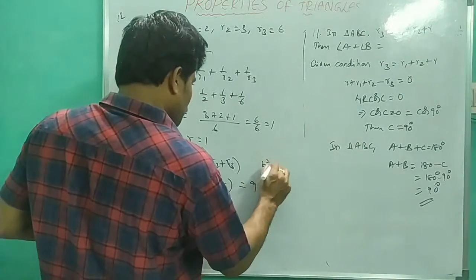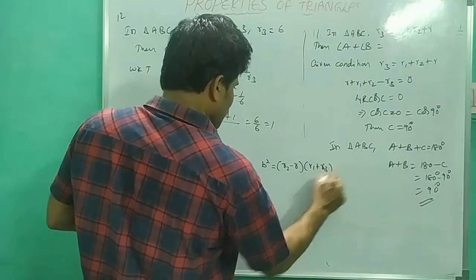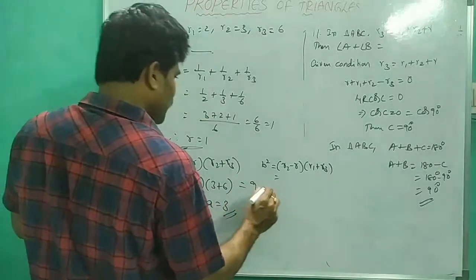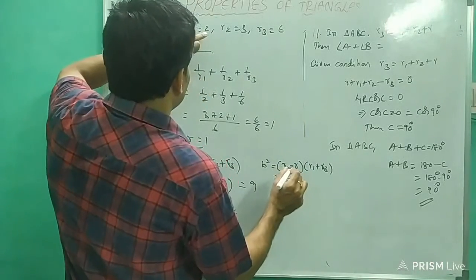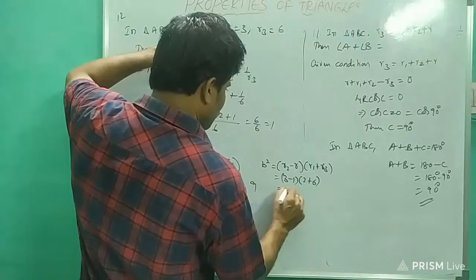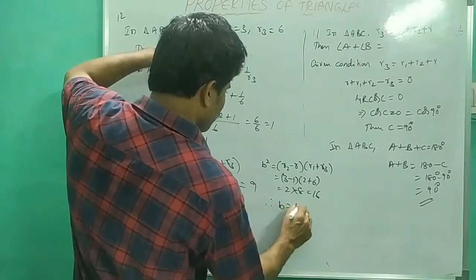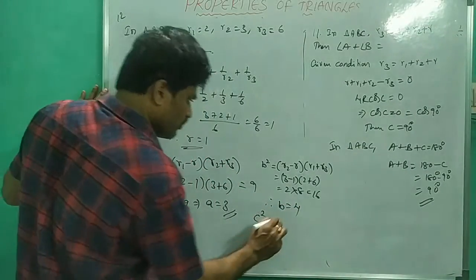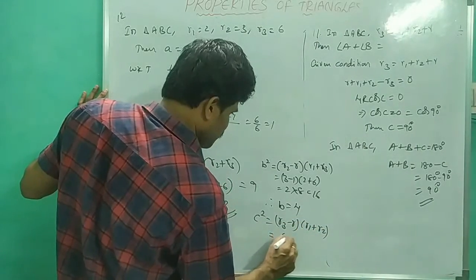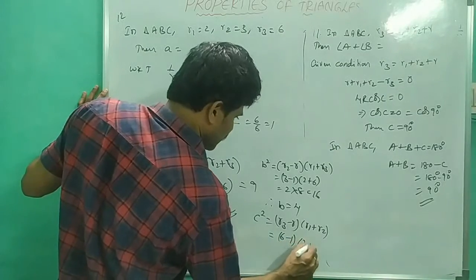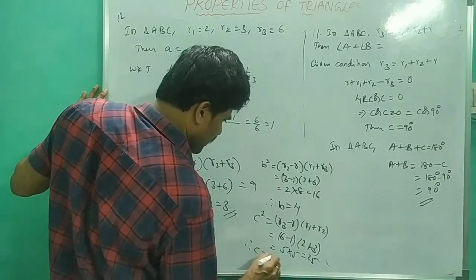Similarly, to find b also: b square equals (r2 minus r) into (r1 plus r3). r2 value is 3, so 3 minus 1 into r1 plus r3, 2 plus 6, so this is 2 into 8, 16. From that, b equals 4. Similarly, to find c square: (r3 minus r) into (r1 plus r2). r3 value 6 minus 1 into r1 plus r2, 2 plus 3, so this is 5 into 5, that is 25. Therefore c value is 5.